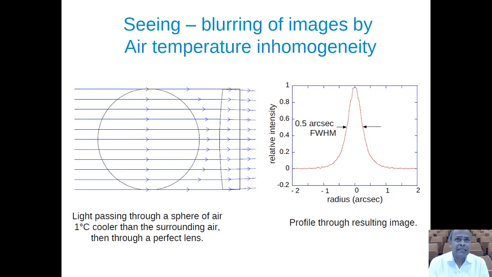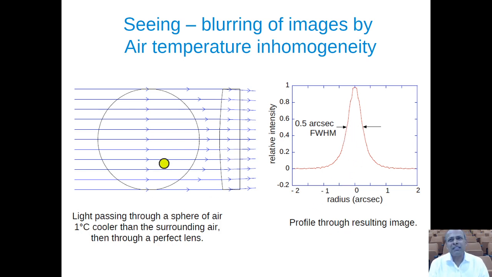Now this slide is basically to demonstrate how this blurring of images happens due to air temperature inhomogeneity, which we call seeing. So this is an optical element, and your light is passing through this. We are creating a sphere of air which is 1 degree centigrade cooler than the surrounding air. Then it passes through a perfect lens, and what we get here, on the x-axis is the radius in arc seconds, and on the y-axis the relative intensity. Immediately you get a half arc second FWHM image. This is the profile of the resulting image.